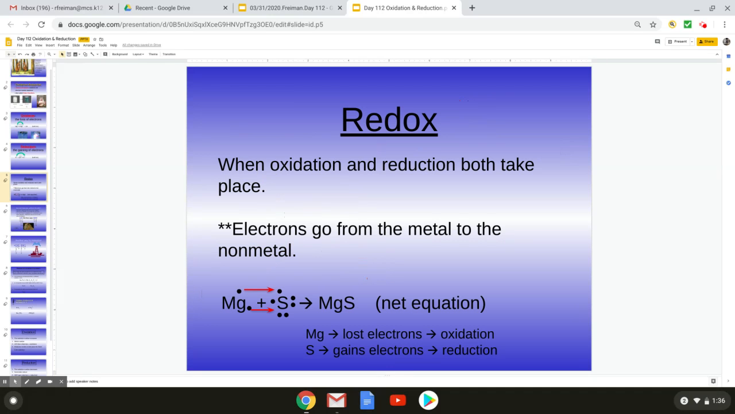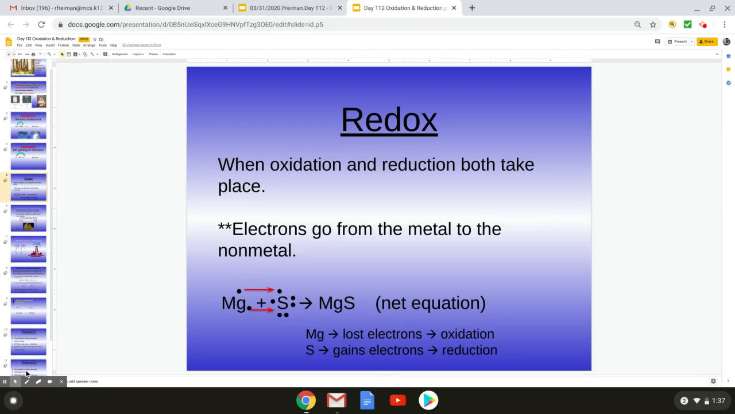So what does the word redox mean? Redox is a combination of oxidation, here's the ox part, and reduction, that's the red. So it's called a redox reaction when oxidation and reduction both take place. So an oxidation-reduction reaction is a redox reaction.